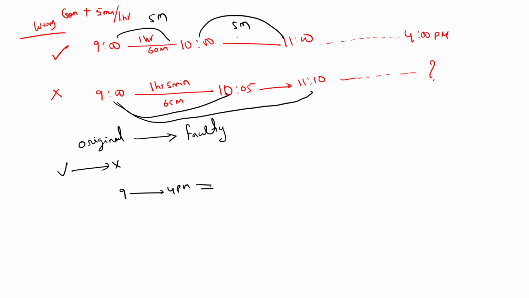So how many hours are there? If you are confused, take 4 as 16. Why? Because you can take 24 hours in a day. So 4 p.m. means 16. From 9 to 16, how many hours are there? We are having 7 hours. For every 1 hour we are going to gain 5 minutes, which means in 7 hours we can gain 35 minutes.